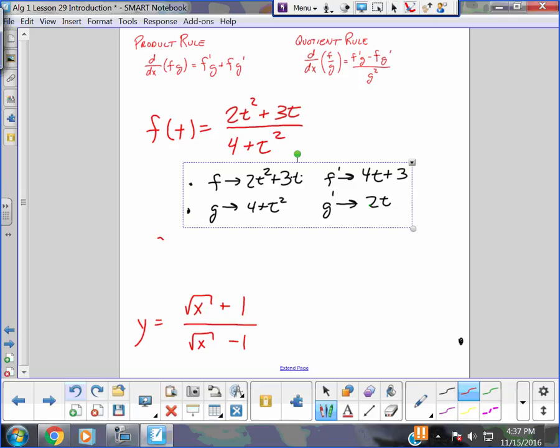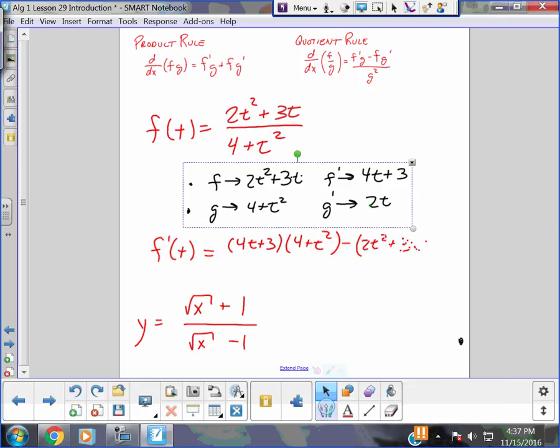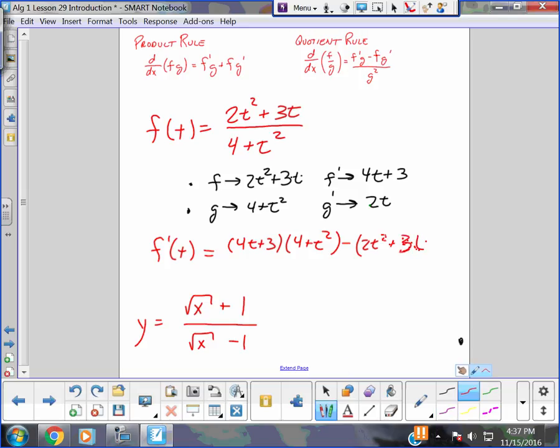So I write f prime of t equals. First thing is f prime. F prime in this case is 4t plus 3 times g. Well, g is 4 plus t squared. Minus the derivative of g, g prime, times f, which is 2t squared plus 3t. And then g prime is simply 2t. That is all divided by 4 plus t squared, squared.